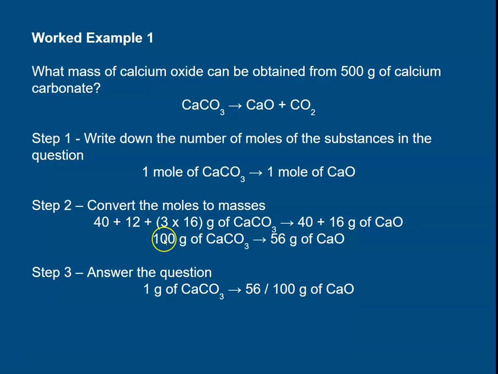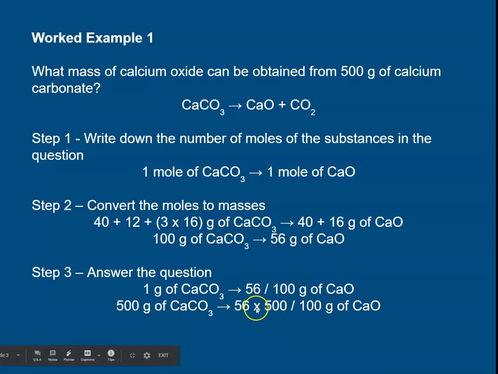The first thing to do is find out what 1 gram of calcium carbonate would form. And that's done by dividing each side of this equation, the masses in it, by 100. So 1 gram, 100 over 100 gives 1 gram, 56 over 100 gives, well, we don't know, we don't need to work it out. Now we haven't got 1 gram, we've got 500 grams. So to find out what 500 grams would give compared to 1 gram, we simply multiply by 500. 500 is 500 times bigger than 1 gram.